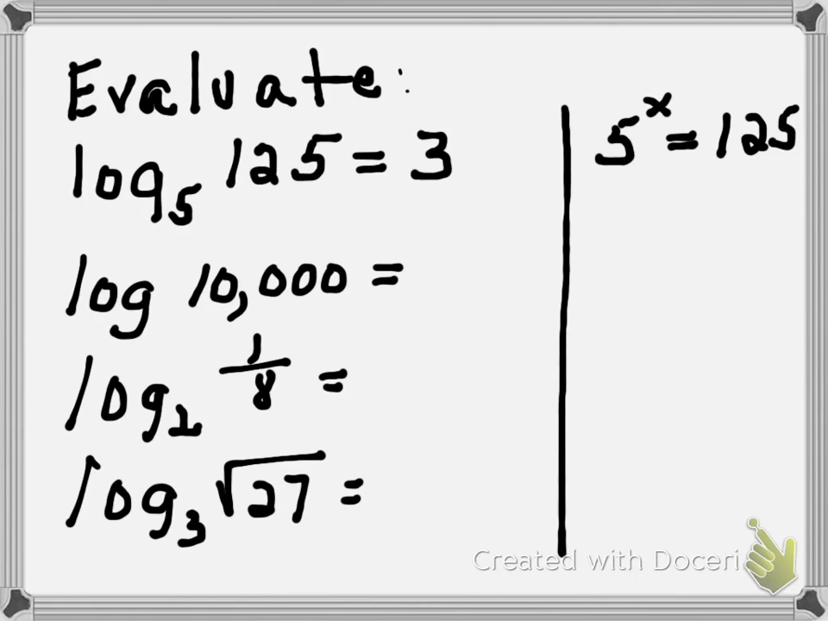The next one, you notice there is no base there. And when there is no base there, it's the common logarithm. It means the base is 10. So we never write the base when it is 10. Otherwise, we do write the base.